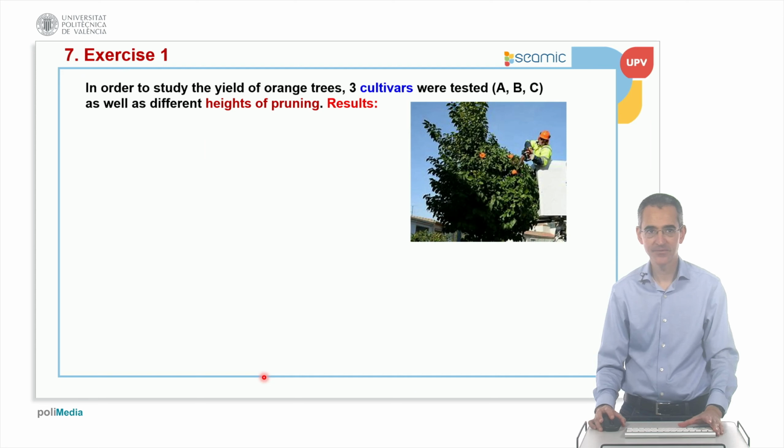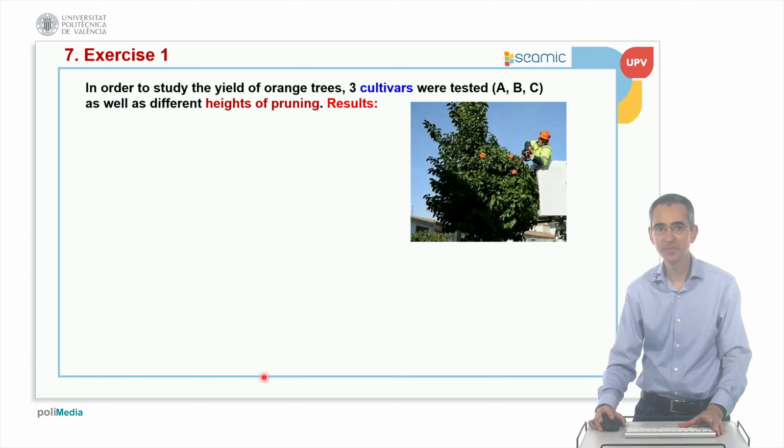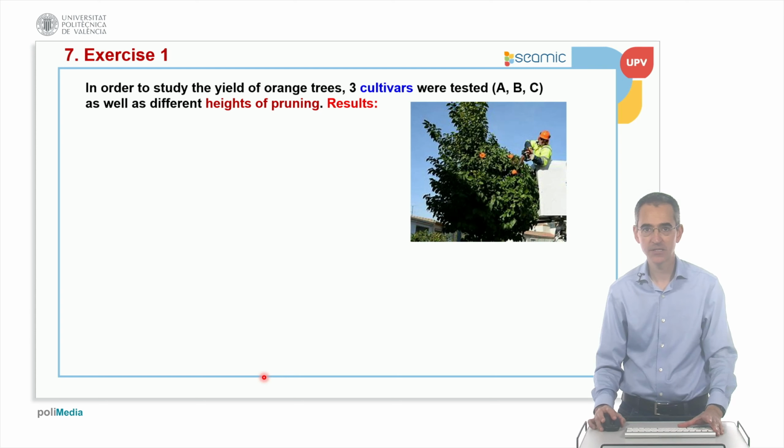Well, so this is the first exercise. Imagine that we want to optimize the yield of orange trees, and then we test 3 cultivars that we will call A, B, and C. And then we have different heights of pruning. So this is like an image, so we can prune the trees at different heights.